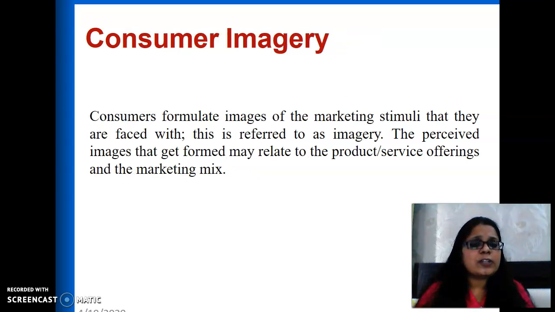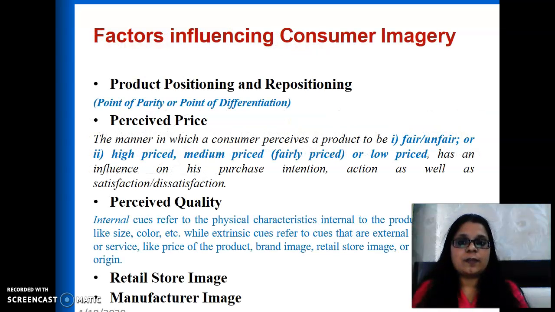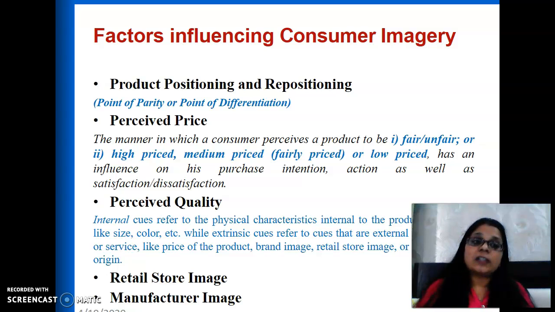As I've already shared with you, the perception process will help consumers in drawing a specific image regarding any product and service. So this is where the concept of consumer imagery comes into existence. Consumers formulate certain images of the marketing stimuli that they face. This is a reference to imagery. The perceived image that gets formed may relate to the product, service offering, and the marketing mix itself. So, what are the different factors which influence the creation of a specific consumer imagery? That is talking about product positioning and repositioning.